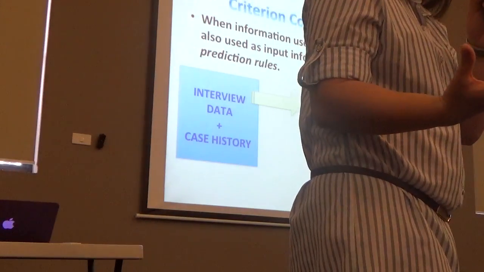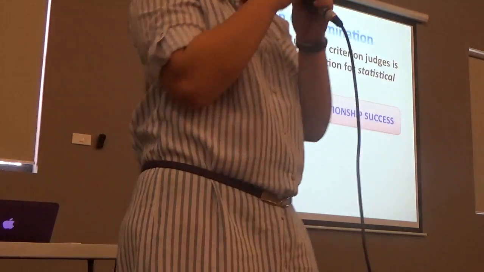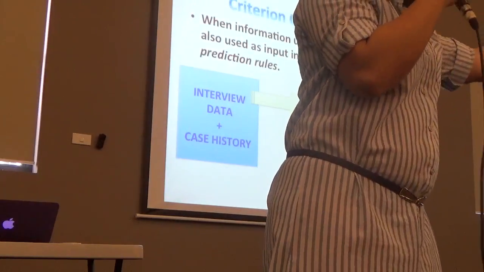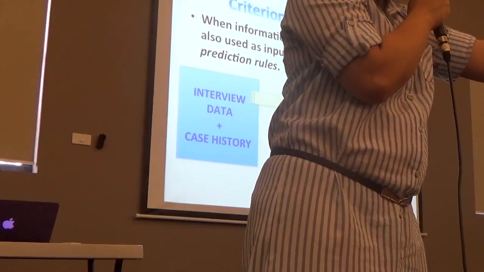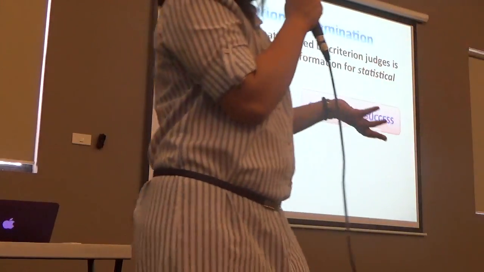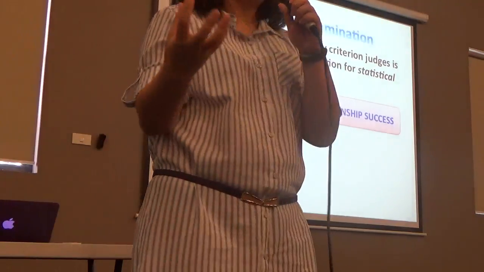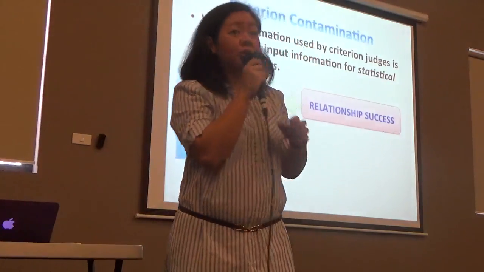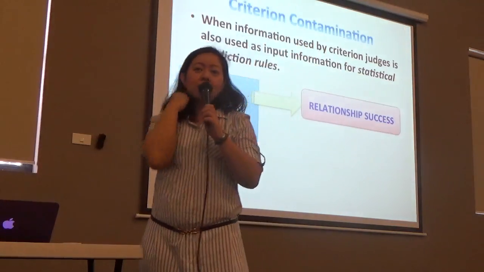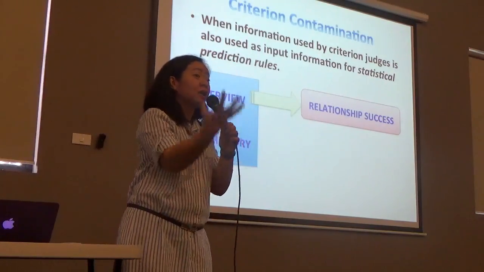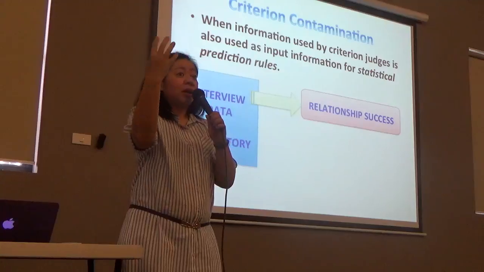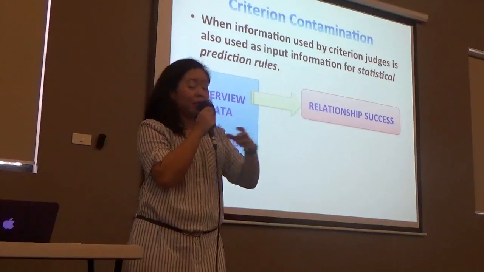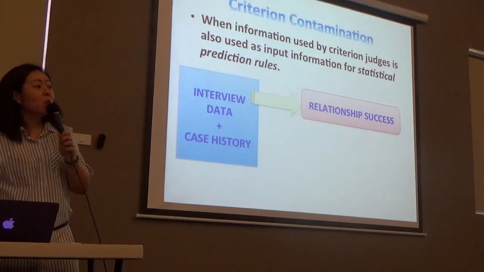Naintindihan niyo? Okay, so they're using the same data that they have to derive the prediction rules for relationship success, which they have to evaluate. Naintindihan ba? So, ang mangyayari niya, natural, kung ano yung nandun sa sinabing data, lalabas yun dun sa inyong statistical prediction rules, right? So, the criterion is now contaminated by the present information. The data is used to inform the judges, and the data is used by the judges to derive that rule, no? So, what we can do is what?